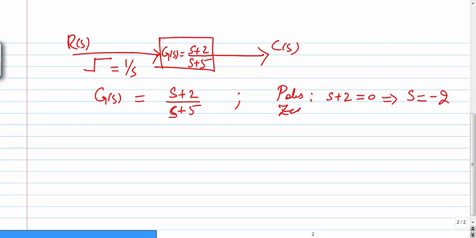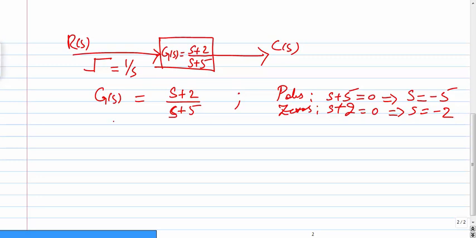Similarly for zeros, we have to put the numerator equal to 0. For poles we have to put the denominator equal to 0. For zeros we have to put the numerator equal to 0. Sorry, I made a mistake here. This is not 2, this is 5. Sorry about that. The pole is at s equal to -5. Similarly for the zero we put the numerator equal to 0, that is this, and this implies that s equal to -2. So there is only one pole and one zero in the system.